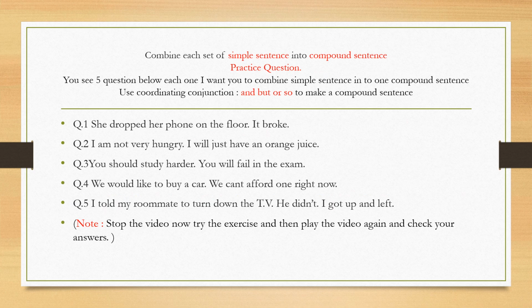Combine each set of simple sentences into a compound sentence. I have given 5 practice questions. You can see 5 questions below. For each one, combine the simple sentences into one compound sentence using the coordinating conjunctions and, but, or, and so. Stop the video, try the exercise, and then play the video again to check your answers.